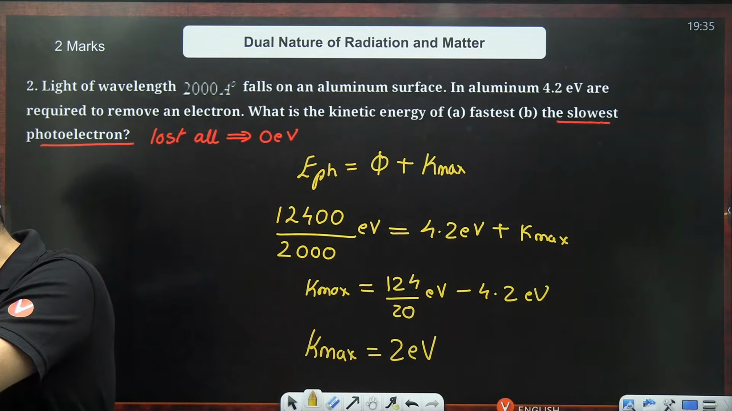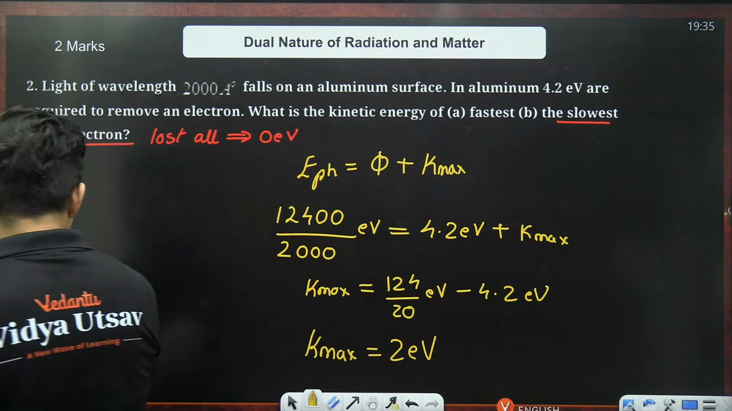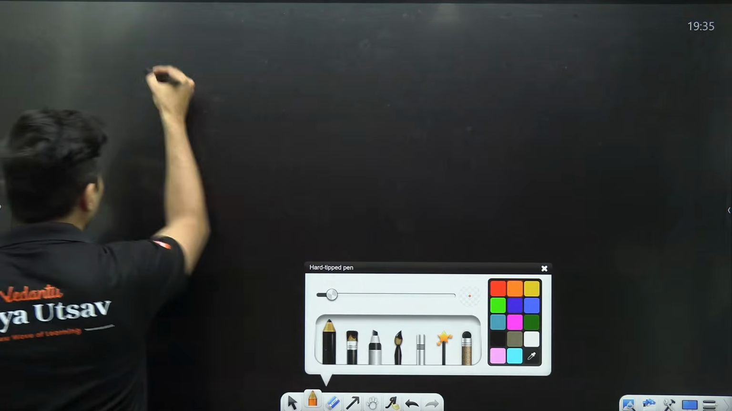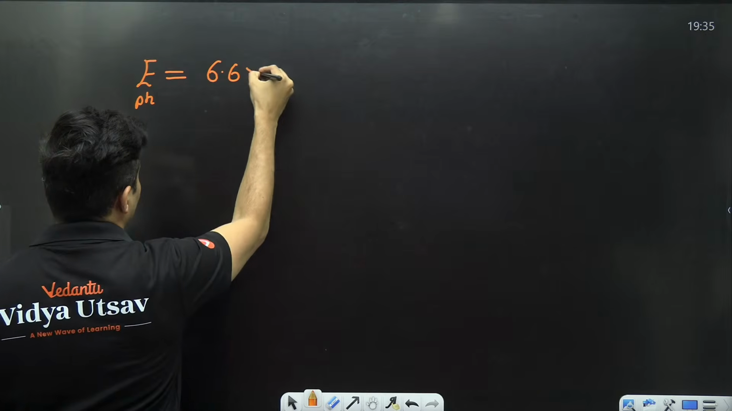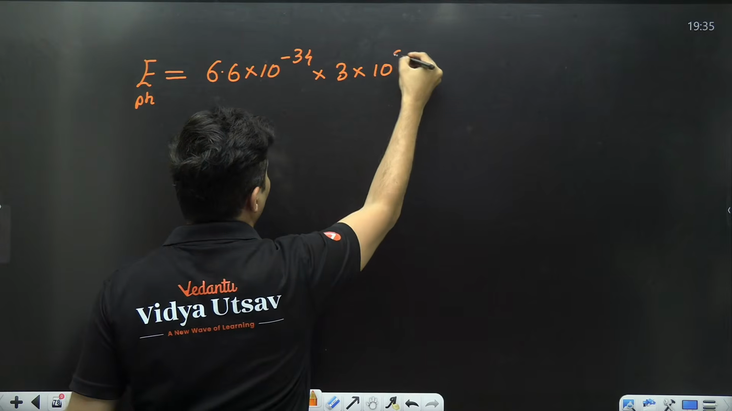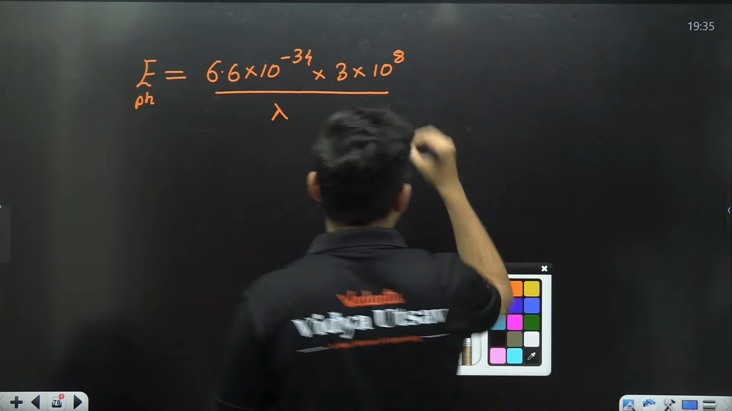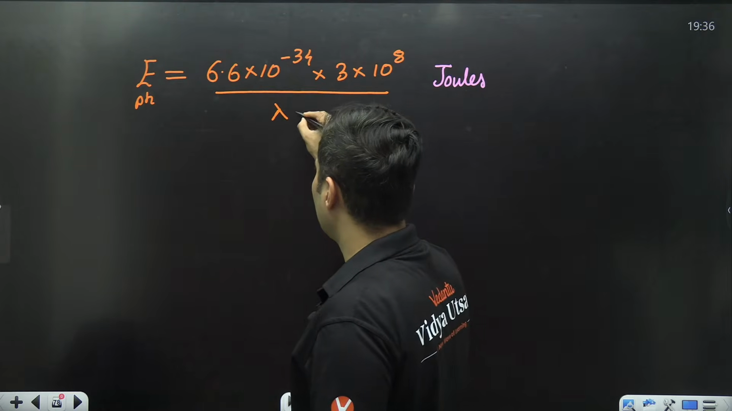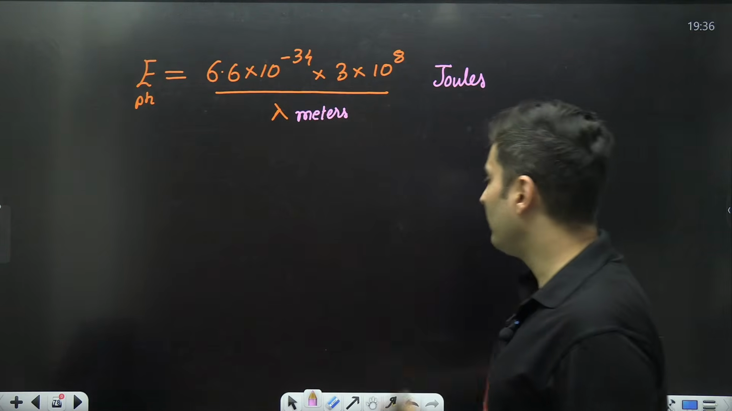Is there any condition for using hc as 12400? So the logic goes as follows. Energy of a photon is 6.6 into 10 to the power minus 34 into speed of light, which is 3 into 10 to the power 8, this whole thing divided by wavelength. Whatever answer you get in such a scenario will be in joules, and this wavelength will be in meters.